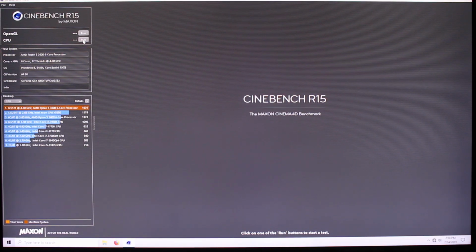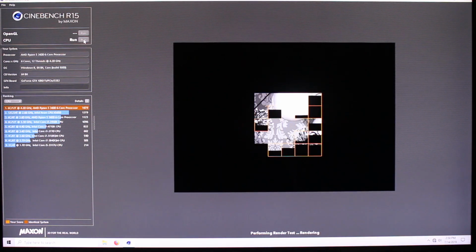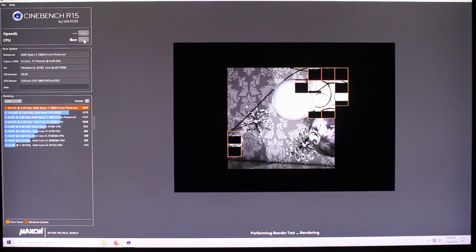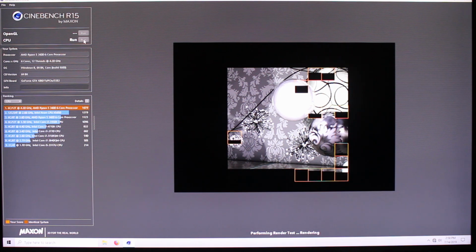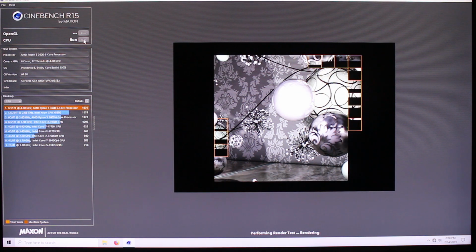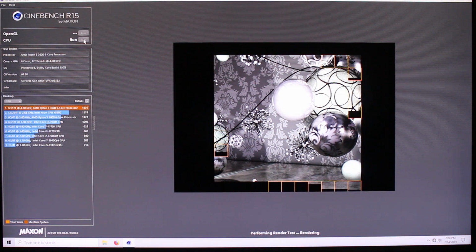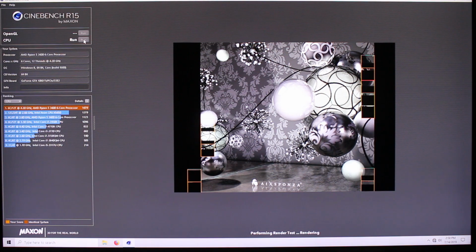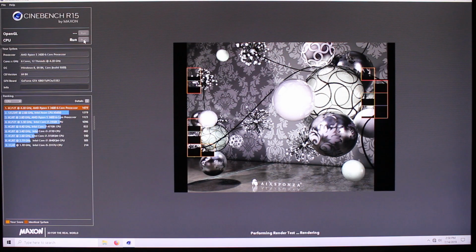Here is pretty much what you can expect, the kind of score on Cinebench R15 when you overclock the processor to 4.2 GHz on all cores. Definitely an improvement. I think I got about 100 points extra on this benchmark, which is pretty damn good. And you're right at the Ryzen 5 3600X, which could barely overclock to 4.3.